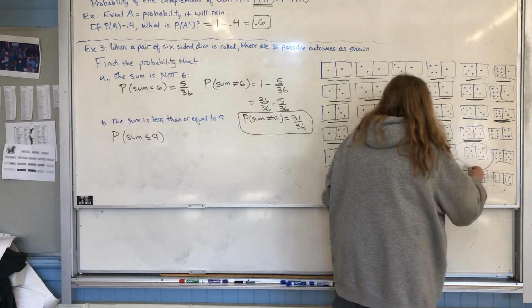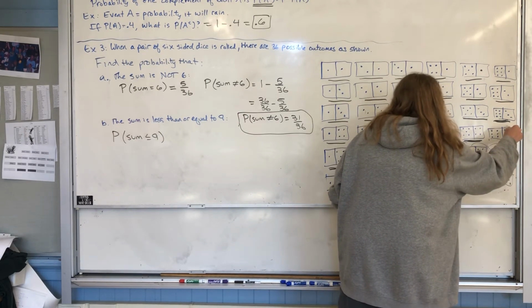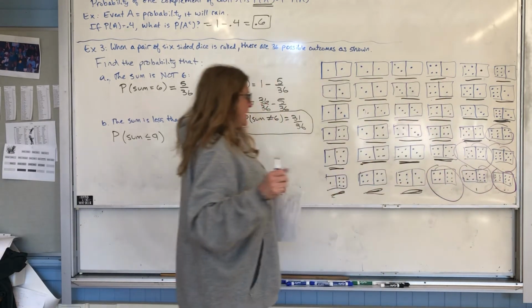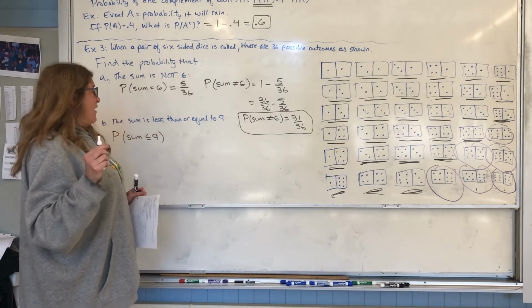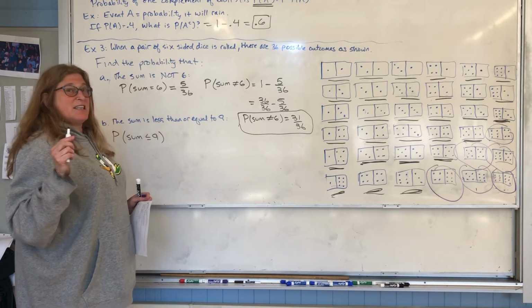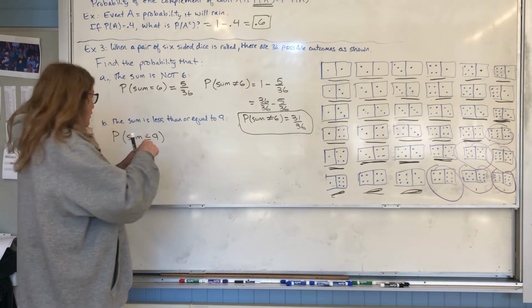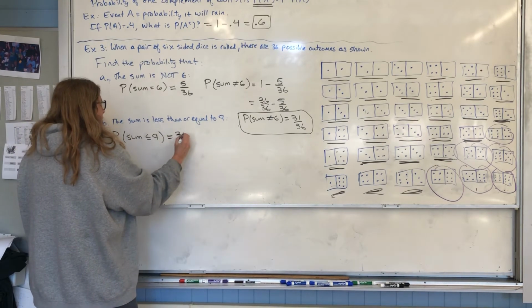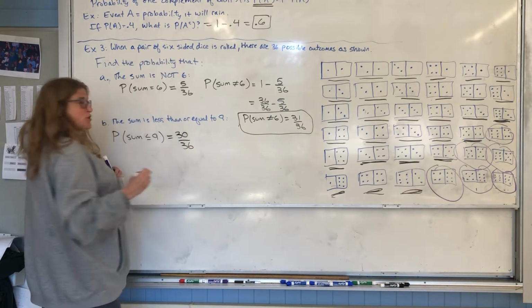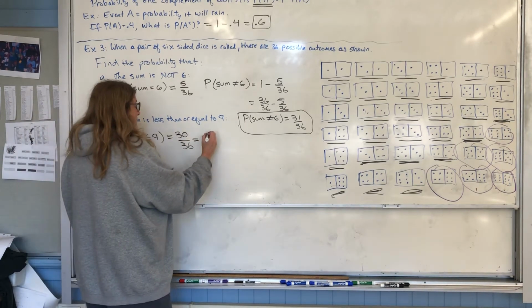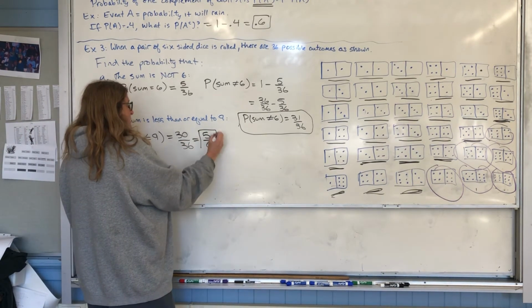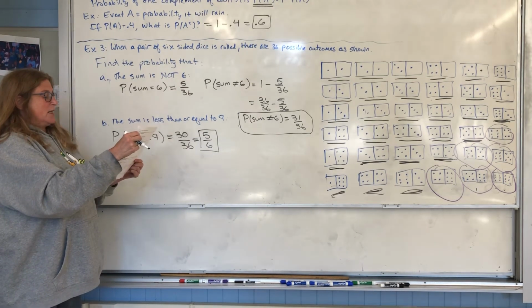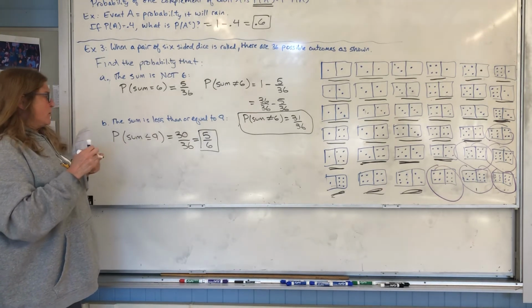1, 2, 3, 4, 5, 6. Okay, so the probability of the sum being more than 9 is 6 out of 36. So if I count up all the ones I underlined, that's going to be 30 out of 36, which can be reduced to 5 over 6. So it might have actually been useful to do the probability of the sum not being less than or equal to 9.